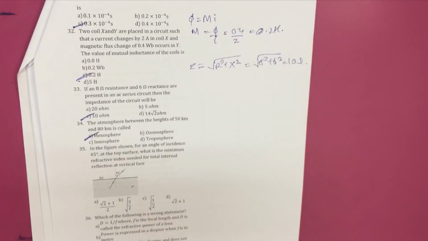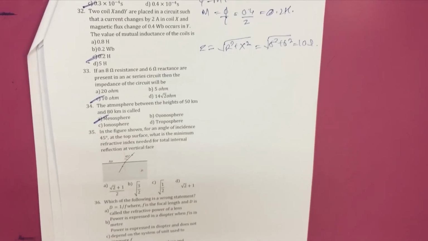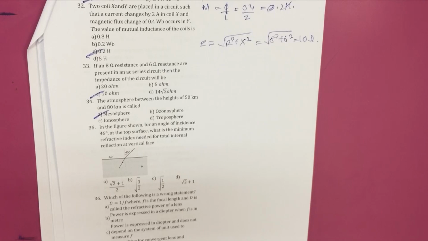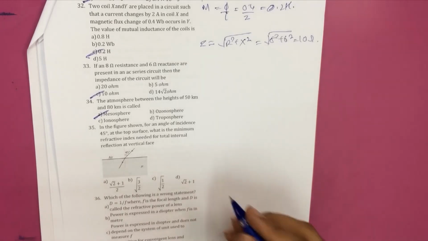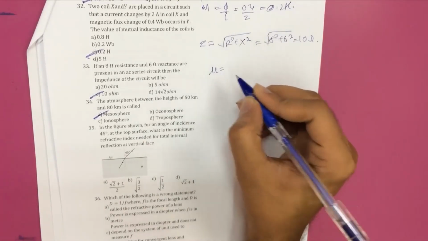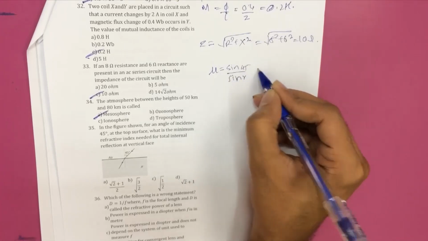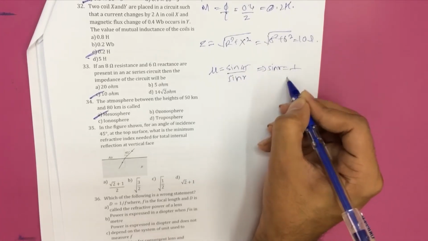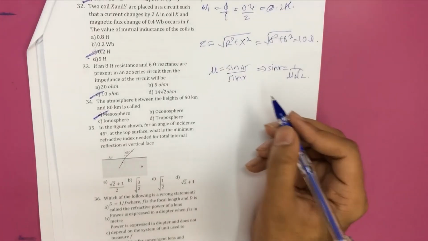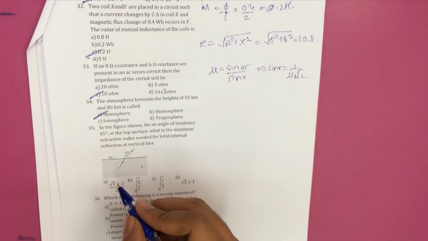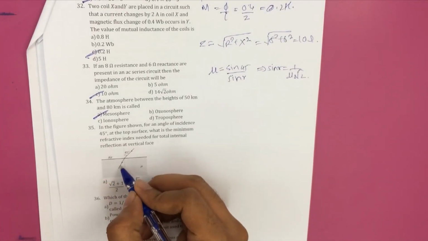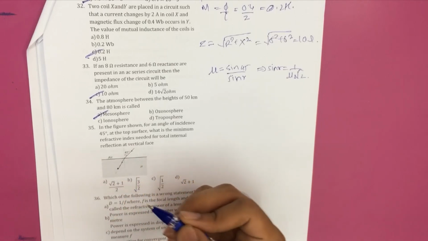In the figure shown, for an angle of incidence 45 degree at the top surface, what is the minimum refractive index needed for total internal reflection at vertical face? Now here, by Snell's law, mu would be equal to sine i, that is sine 45 divided by sine r. So from here I get sine r equals 1 upon mu root 2. Now at point B, that is basically once this has gone inside, suppose this is my point B.